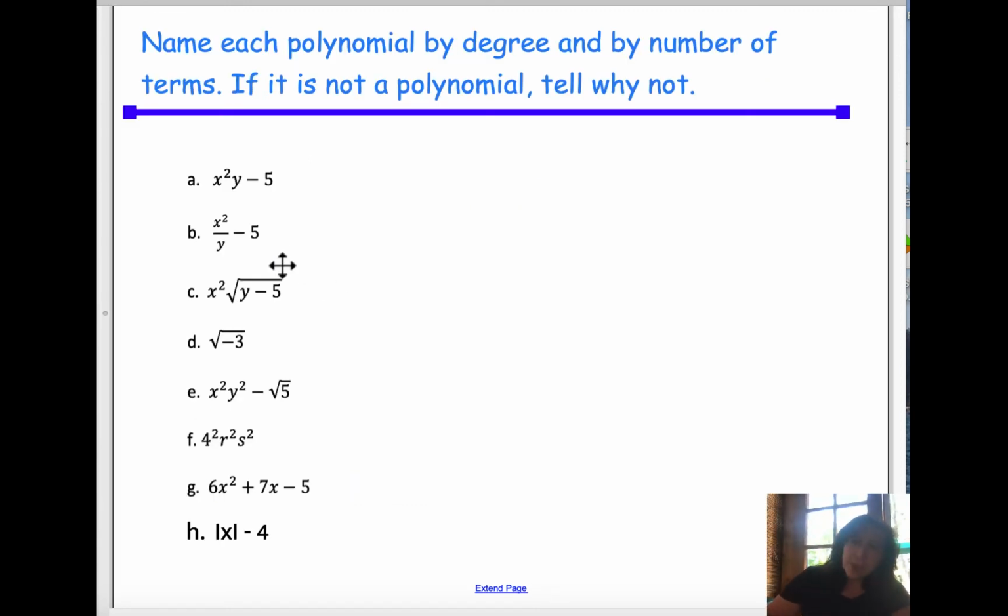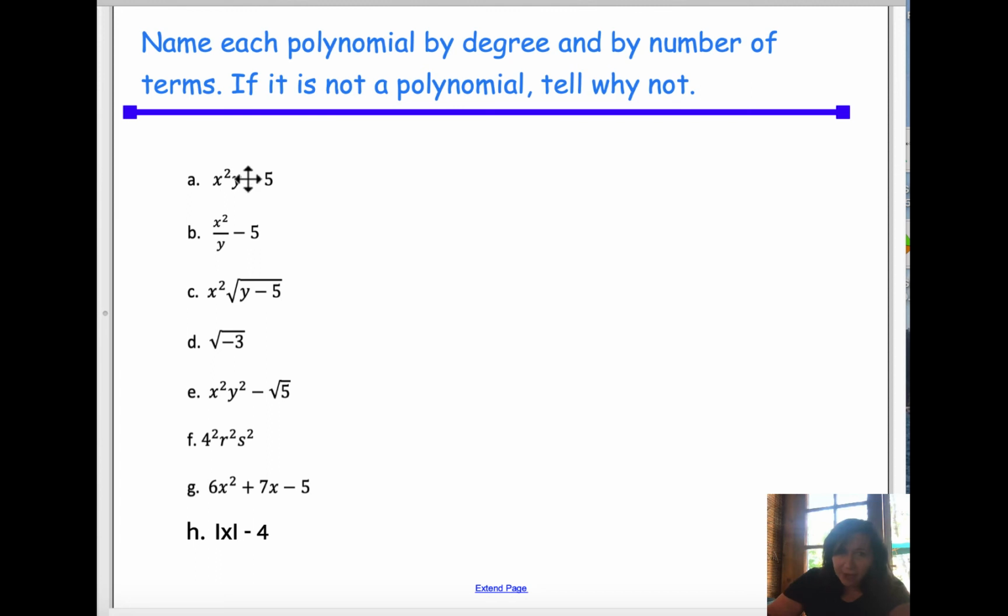You also have to talk about naming these polynomials by degree and number of terms. The number of terms: is it one term? It's a monomial. Two terms, it's a binomial. Three terms, it's a trinomial. And anything more than 3 terms is just called a 4-term polynomial or a 5-term polynomial, like that.